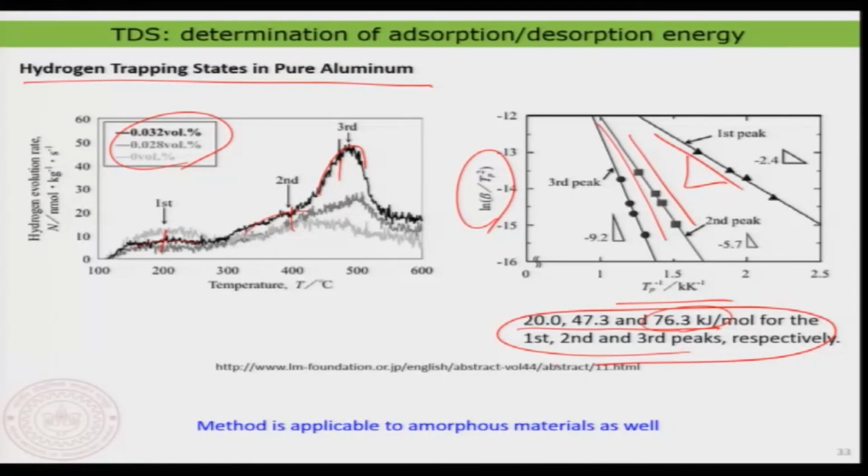If you have a higher temperature at which things are desorbing, it means that the energy of desorption is higher, and as the temperature goes down, the energy of desorption is lower. So, this effectively tells me that on pure aluminum, hydrogen can get trapped in 3 independent ways, or 3 different types of sites, and the 3 different types of sites have different desorption energies like 20 kilojoules, 47 kilojoules and 76 kilojoules per mole and so on. So, that is all about it.